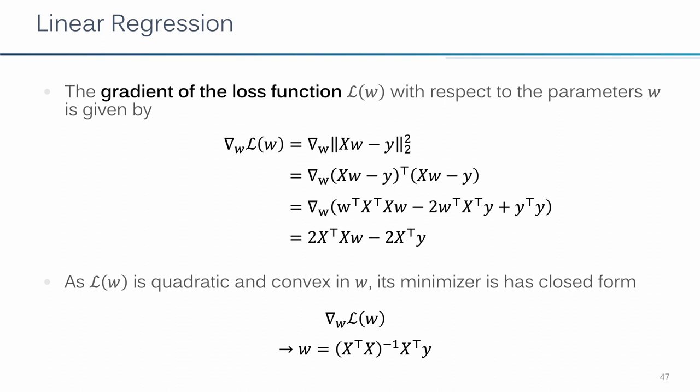For this problem, you can actually do it analytically. If we take the squared ||xw - y||, we can write it as a multiplication of two parts, so just put the square out: (xw - y)^T times (xw - y). Take the binomial expansion, and then you can come to an analytical solution. When you take the gradient, you get 2x^T xw - 2x^T y. Since L is quadratic and convex in w, we can find the closed-form solution for w. It will be the pseudo-inverse: (x^T x)^-1 x^T y. That's the analytical solution of the problem. If you compute that, you will get the weight that finds the line which is closest to all points.